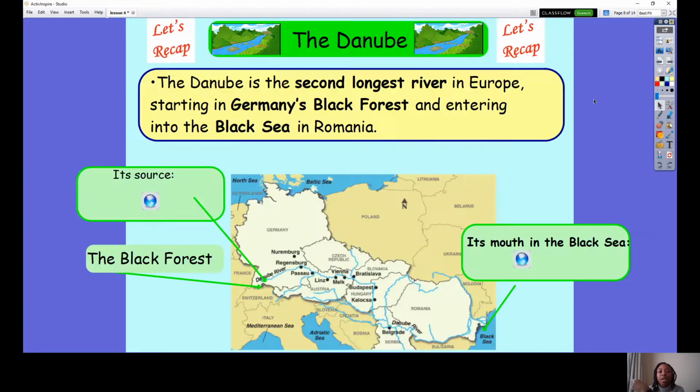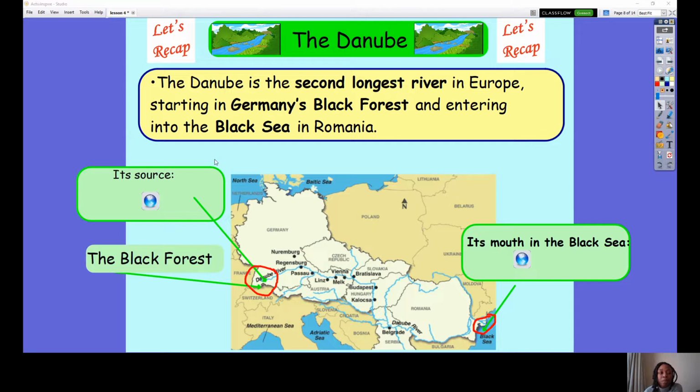Okay, moving on. So we are looking at the River Danube today. The River Danube is the second longest river in Europe, starting in Germany's Black Forest and entering into the Black Sea, which is in Romania. So you can see on the map that it starts all the way here, and the Black Forest would be here. And it travels along, it has lots of different branches and lots of other lakes that join into it. And finally, its mouth is in the Black Sea, which is where it meets the sea. So I'm going to show you a video very quickly of the River Danube, its source, which is in the Black Forest, and its mouth.